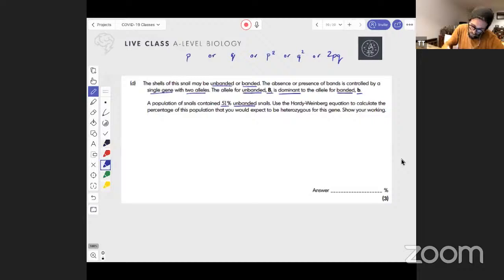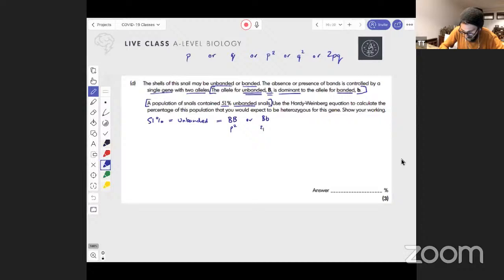So what do we know? This, in combination with this, tells us everything we know. So 51% are unbanded. What possible genotypes can give you an unbanded snail? Boom, you've got it. There are multiple genotypes that can give us unbanded, because unbanded is big B. So these are either homozygous dominant or heterozygous. So this would be the equivalent of P squared, and this would be the equivalent of 2PQ.